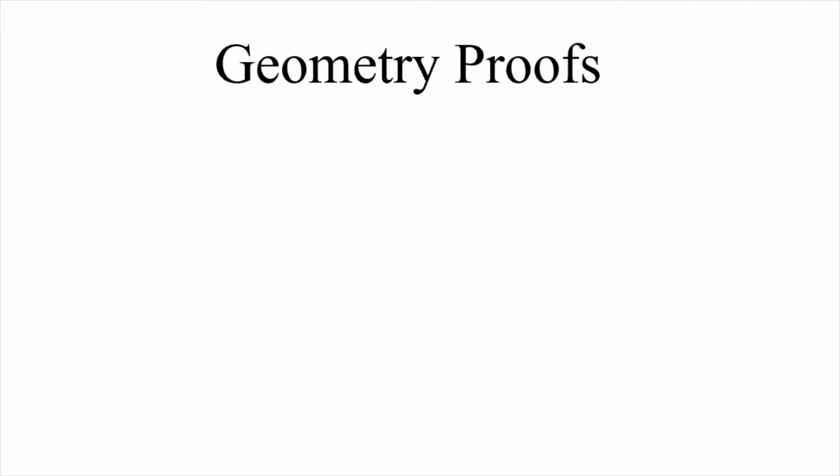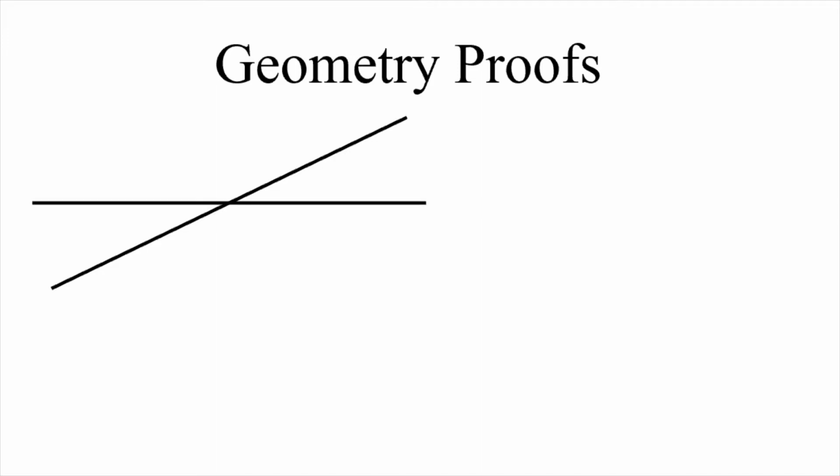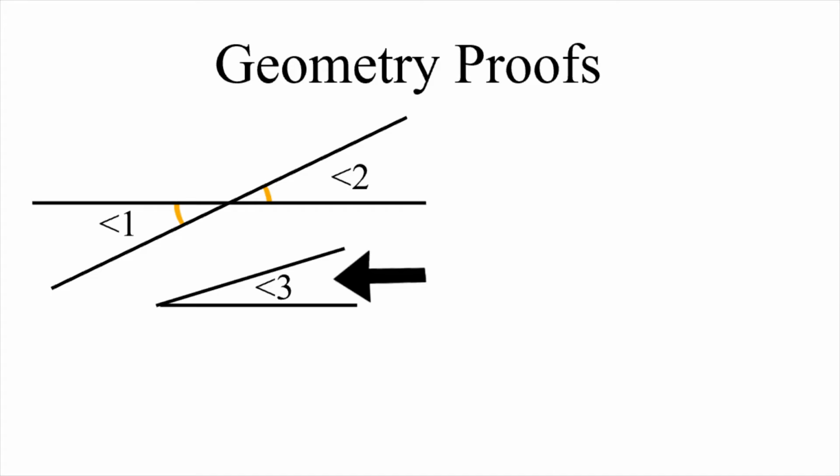So for a very short geometry example, we can have a pair of intersecting lines where they form vertical angles. And we would have another angle just sitting there to the side, which is going to be equal to one of the vertical angles. And what we want to prove is that this angle would be congruent to the other angle. So let's get started.